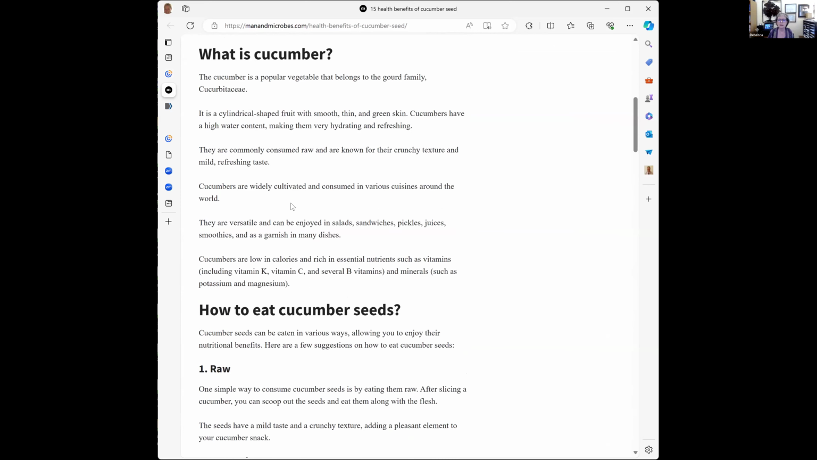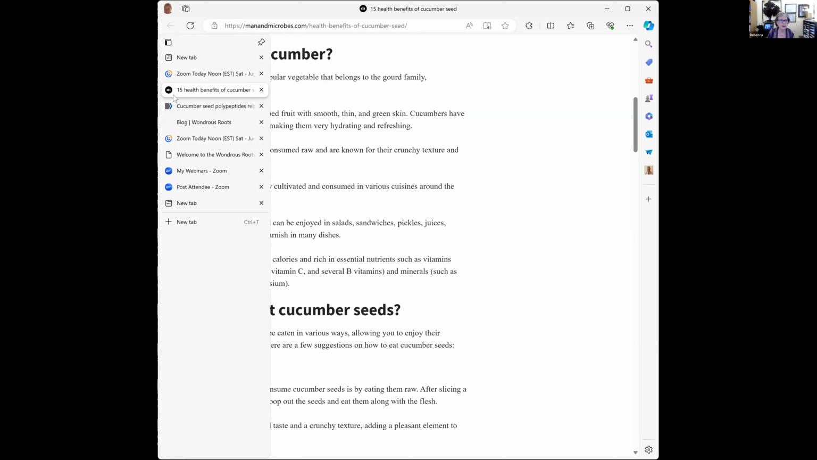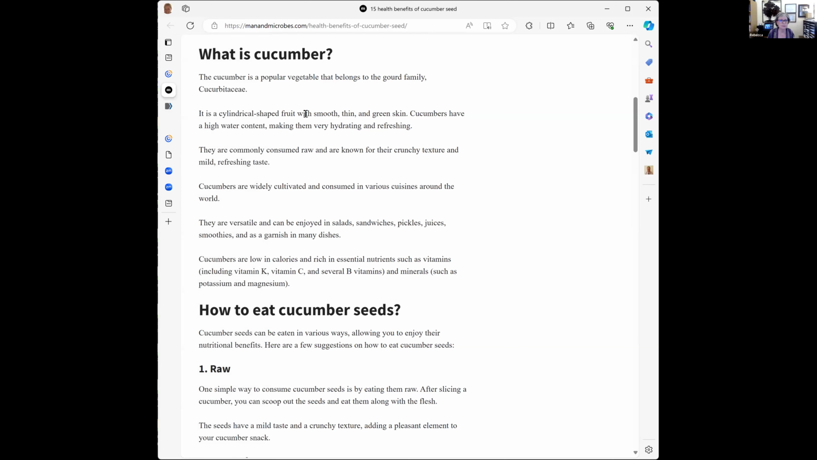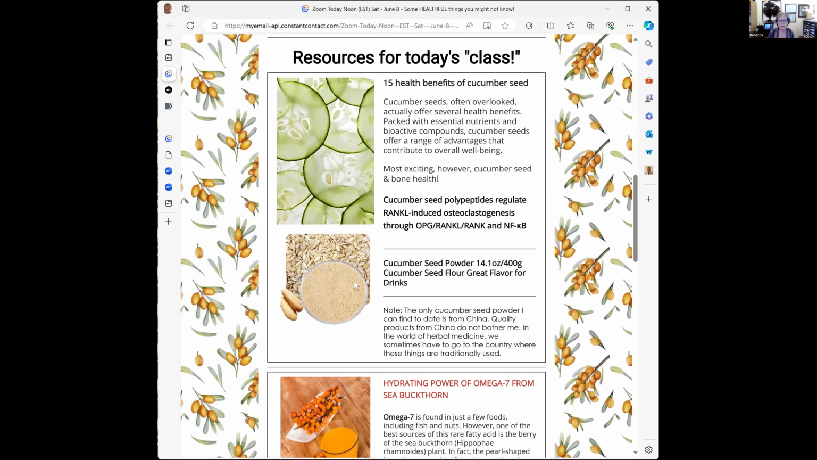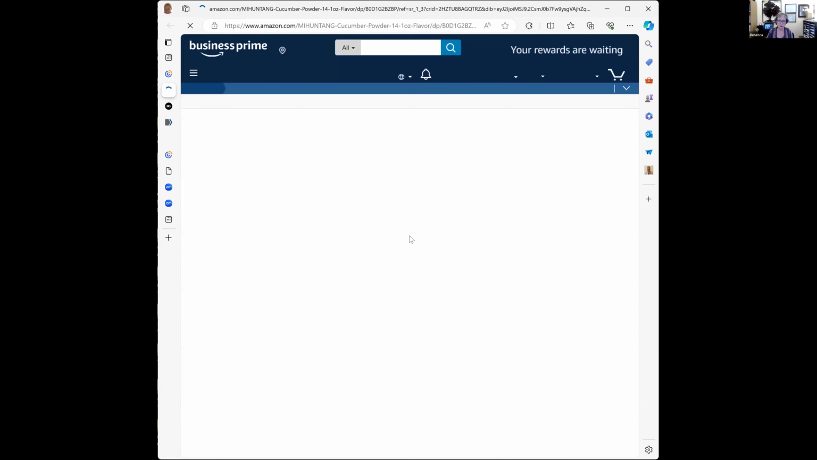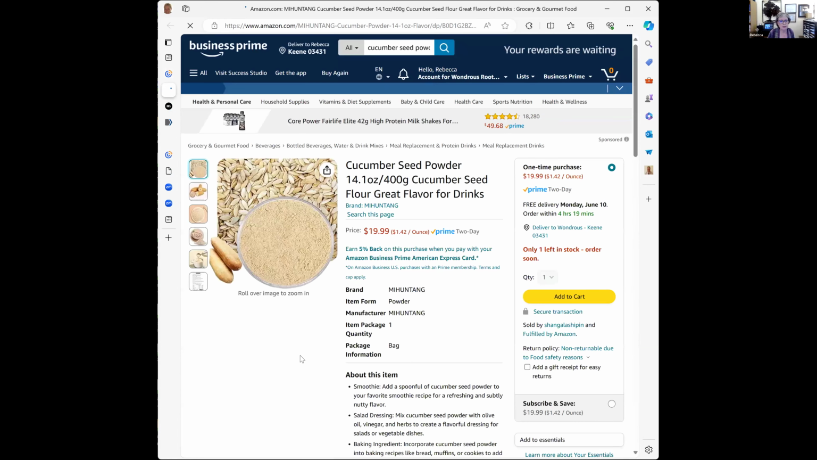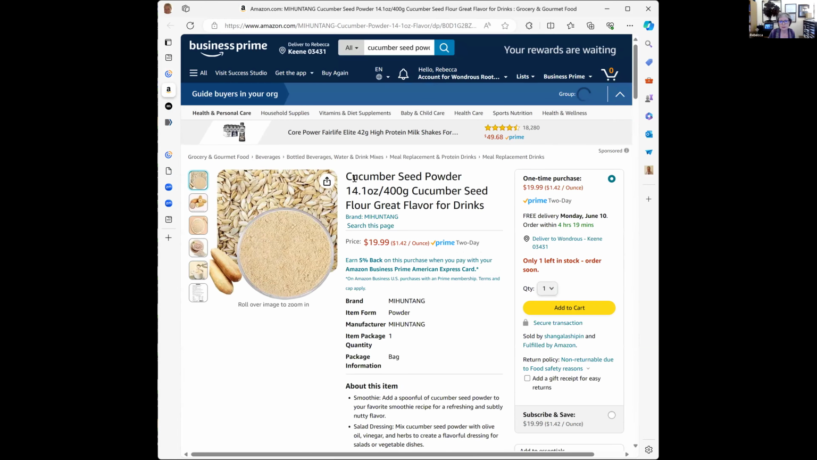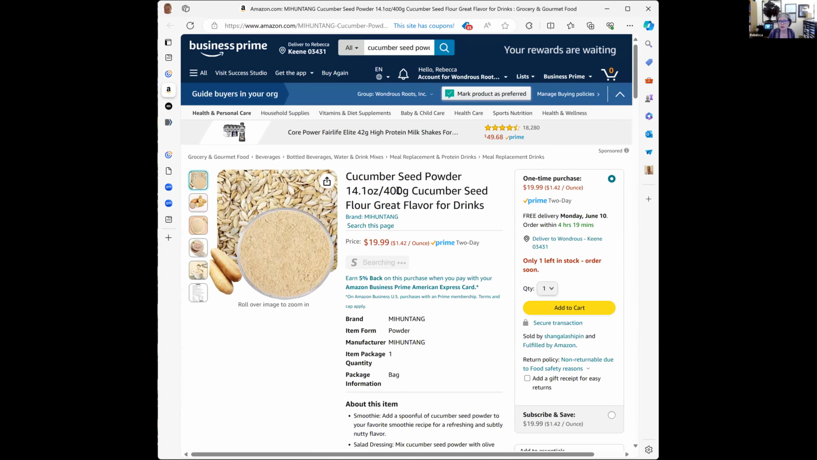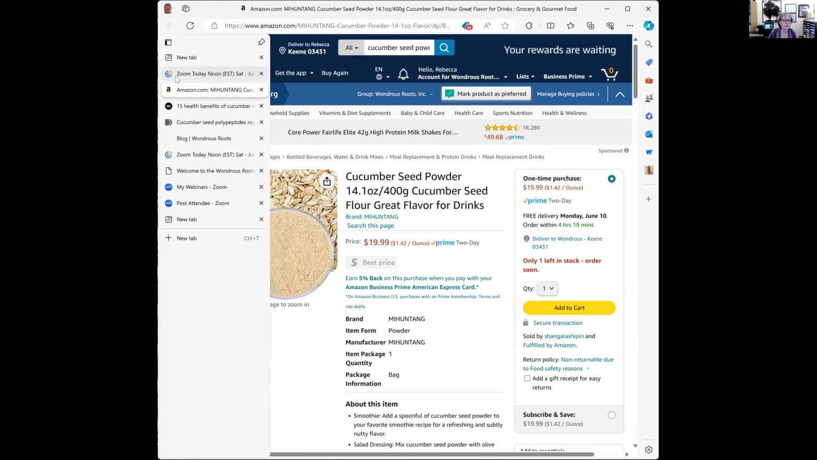I will also say my client who's using the powder was informed the dose was 3 grams a day. So if you actually look at the product here on Amazon, that's a 14.1 ounce, which is about 400 grams, right? So 400 divided by 3 gives you an idea of how many daily doses you'd be getting there.